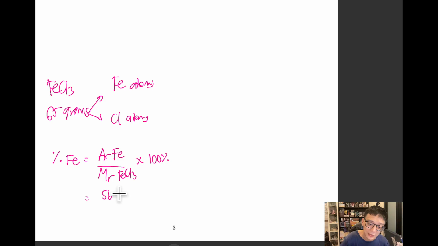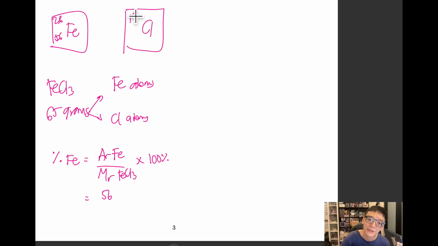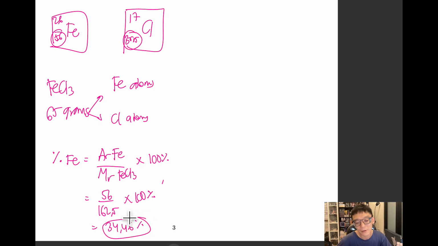So 56 from the information given to us, because Fe, if you see from the periodic table, is 26 and 56, and then for Cl it's 17 and 35.5. So we also have the mass here. For FeCl3 we already calculated it's 162.5. If we multiply this with 100%, then we get around 34.46%. Meaning that around 34.46% of the molecule consists of Fe atom.